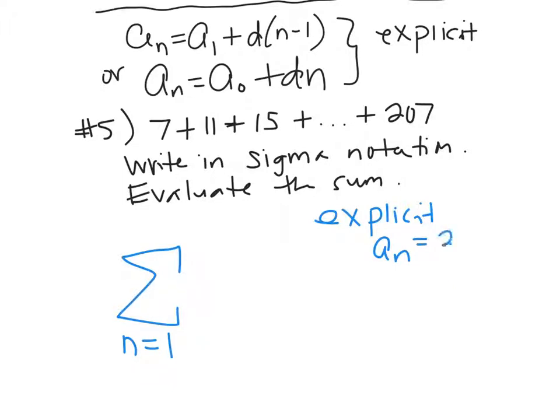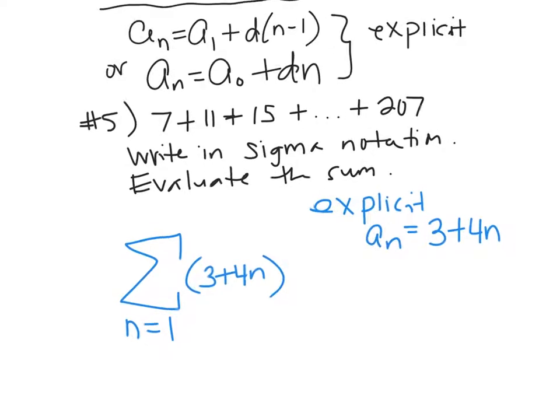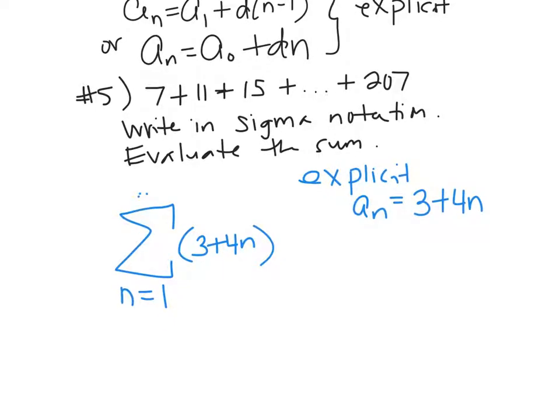So this is 3 plus 4n, right? That's my explicit formula. You could rearrange it if you want to, you could write 4n plus 3, it doesn't matter. So I'm going to write 3 plus 4n. And all I'm missing is this last part. I need to figure out how many numbers I'm going to do. Do you remember how to do that?